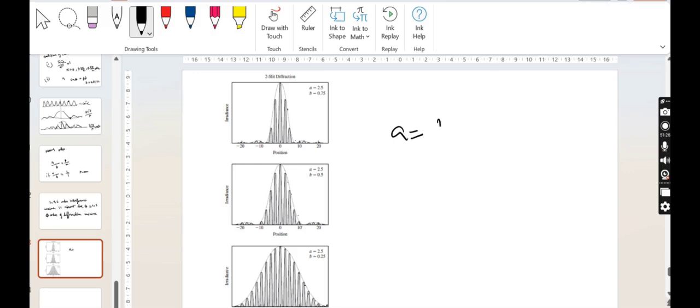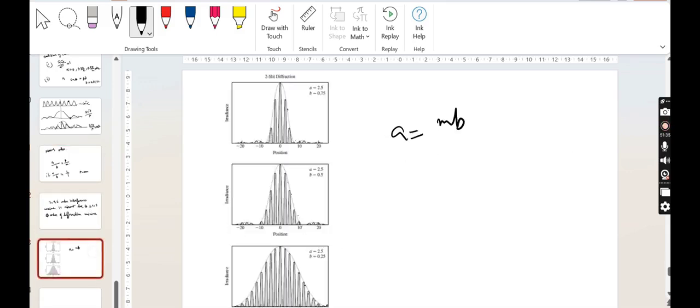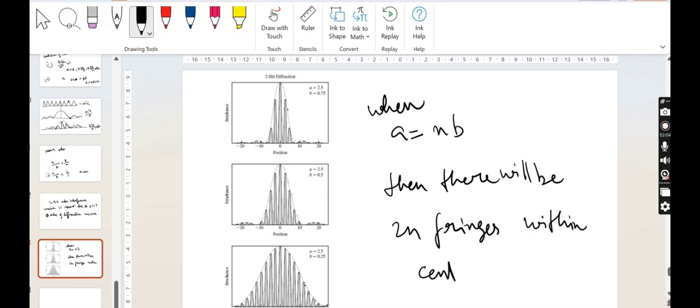So when A is equal to mB, m is any number, in B, then there will be two fringes within the central diffraction peak.